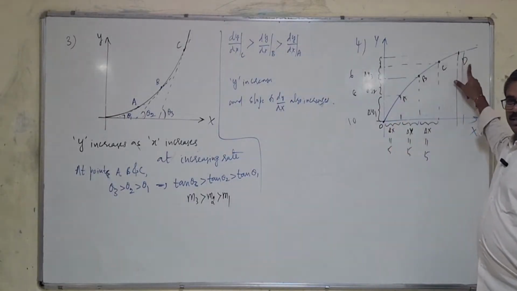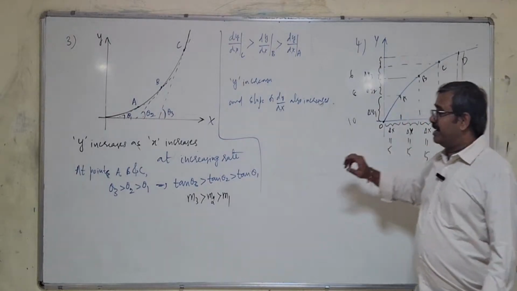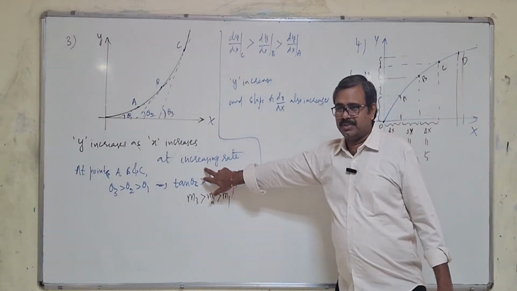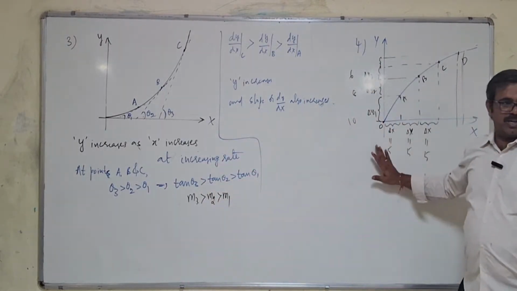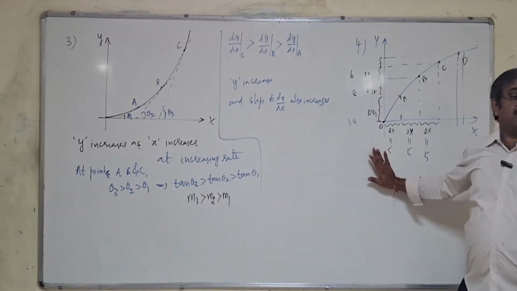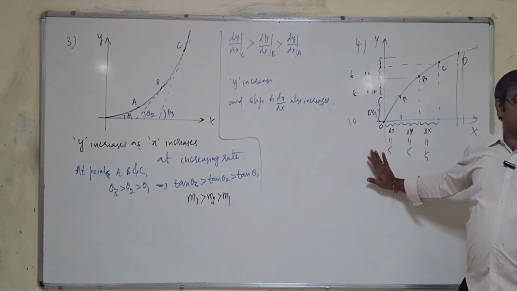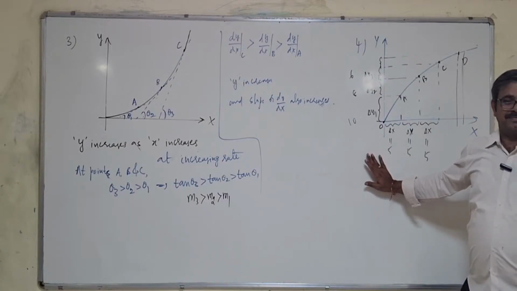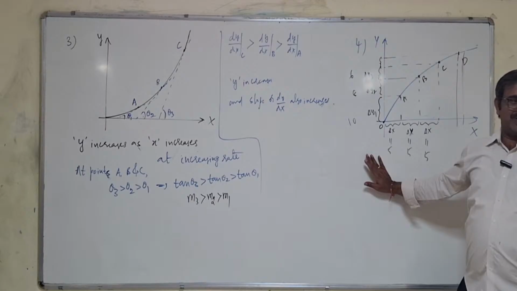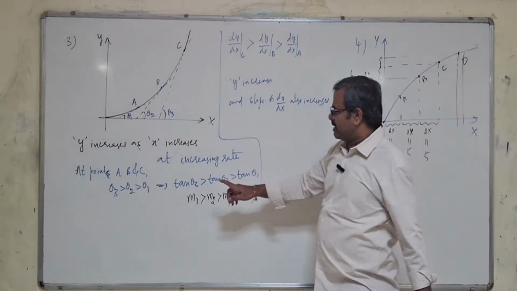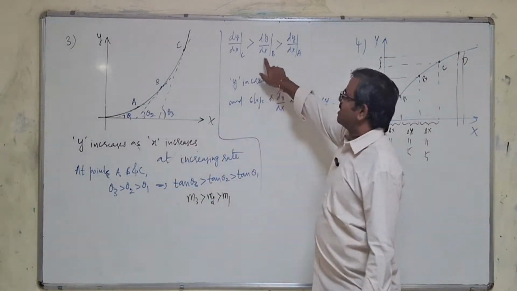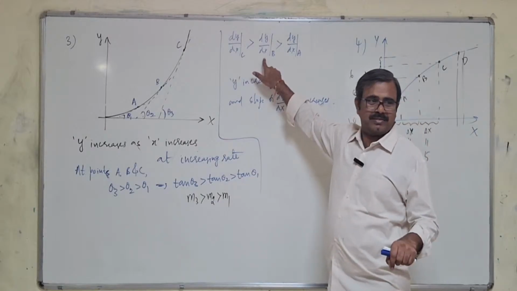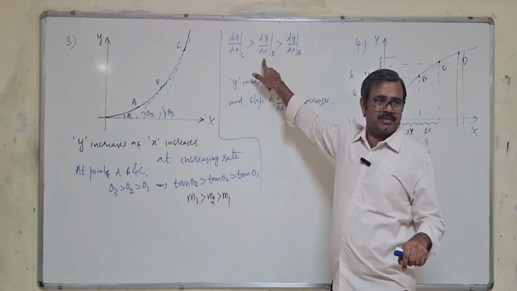Y increases as x increases at a decreasing rate. This is increasing rate. Here, Y increases as X increases at decreasing rate. So Y is increasing. What is decreasing? Rate of change in Y is decreasing. So Y is increasing, but dy by dx is decreasing. You understand what I'm saying?